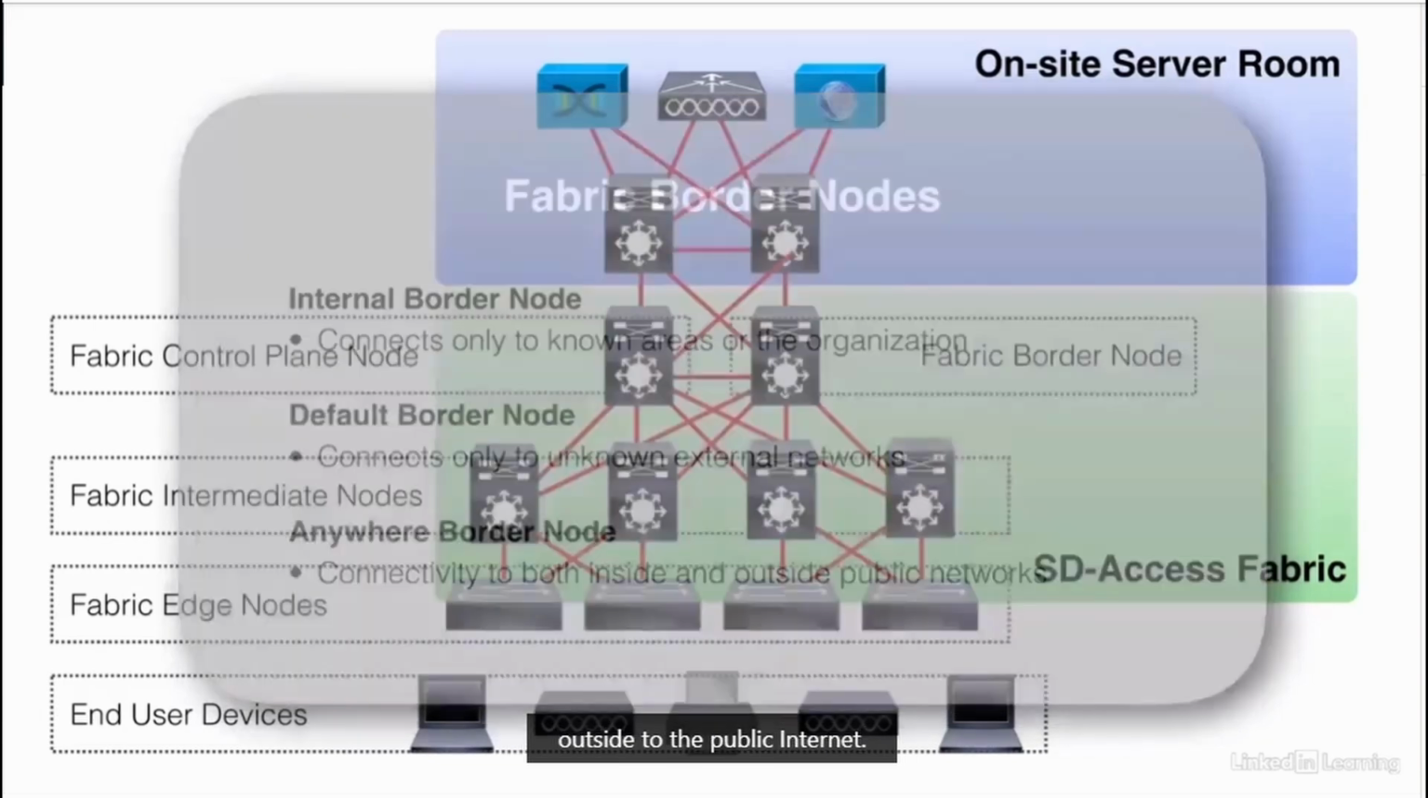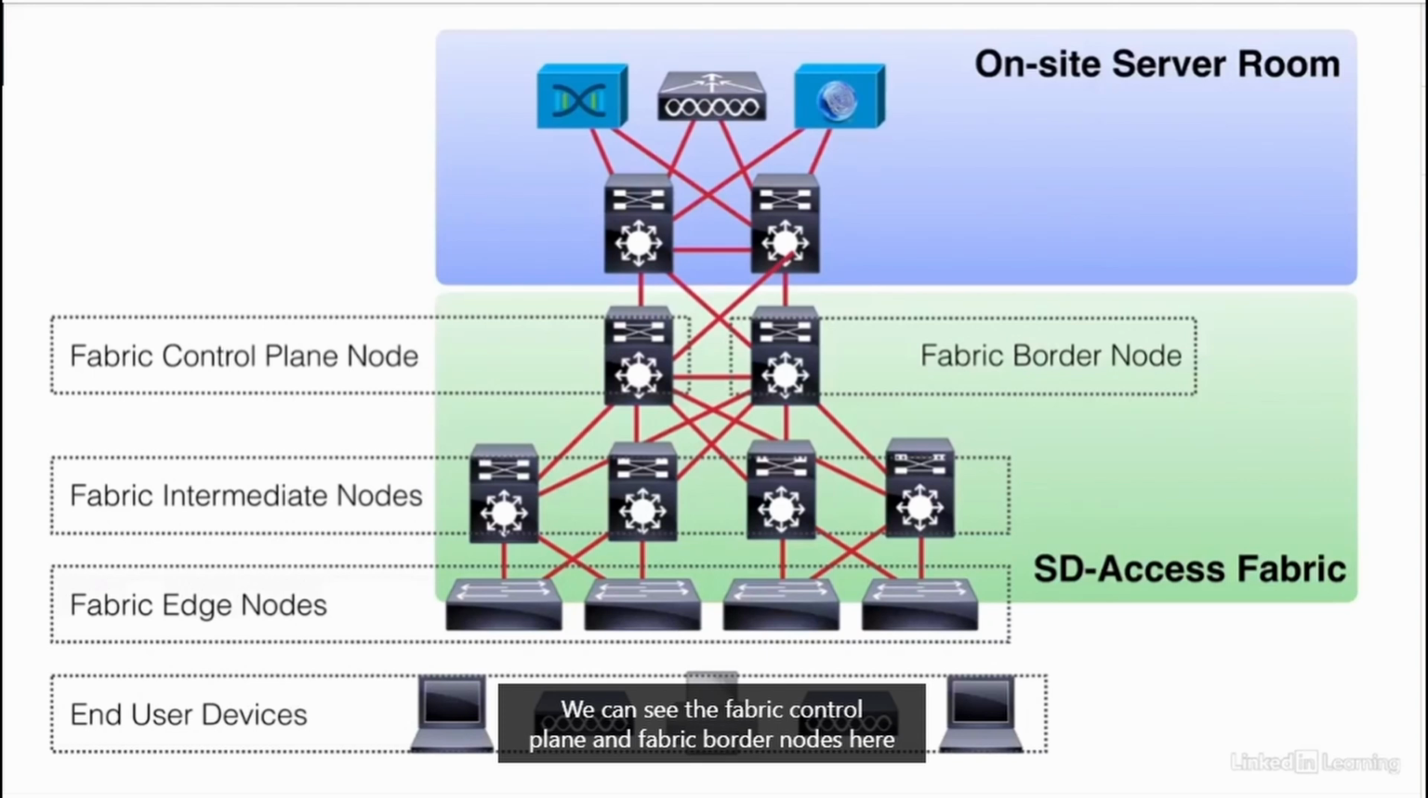We can see the Fabric Control Plane and Fabric Border nodes here connected out to our server room. This, of course, will contain our Cisco DNA Center and Cisco Identity Services Engine appliances. And we also see a wireless LAN controller here. So this requires that you have fabric-capable wireless LAN components, by the way. We do want to mention that. Both the access points and the wireless LAN controllers should be fabric capable.